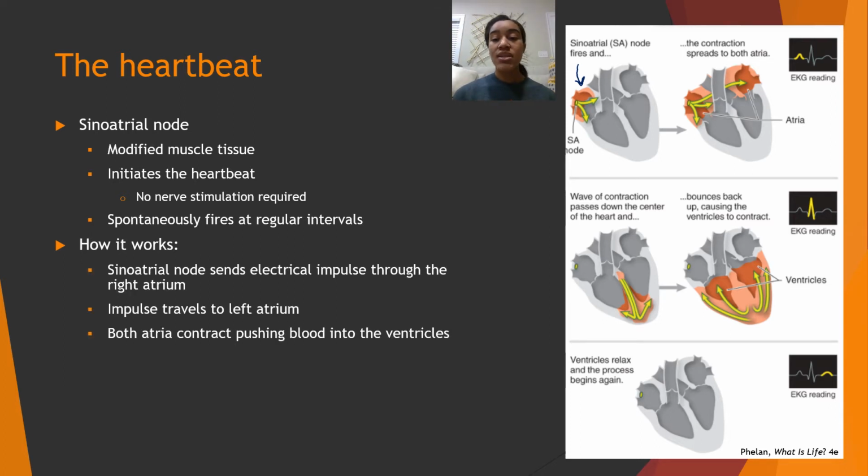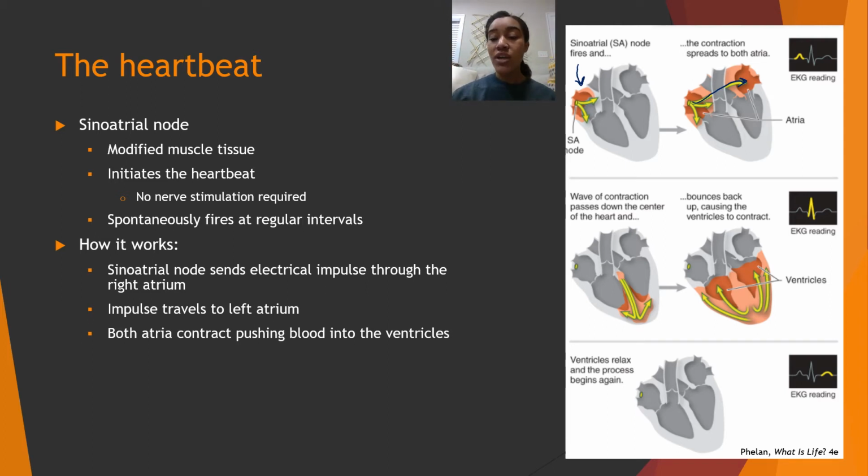And so how this works is the sinoatrial node will send an electrical pulse down through the right atrium, and then that impulse will travel to the left atrium. And once it reaches the left atrium, that will cause both atria to contract. And that contraction is what helps to push the blood that's pooled in the atrium into the ventricles.